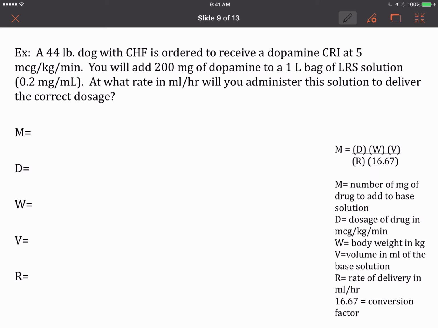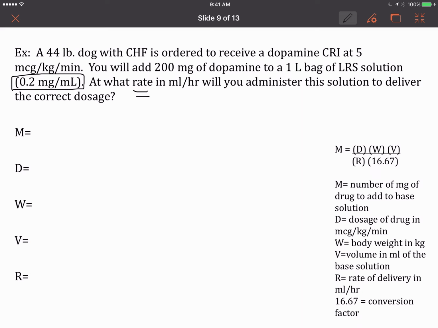A 44-pound dog with CHF, that means congestive heart failure, is ordered to receive a dopamine constant rate infusion at 5 micrograms per kilogram per minute. You will add 200 milligrams of dopamine to a 1 liter bag of LRS solution, that's lactated ringer solution. This here is just telling you what your concentration is of that solution you just made up. At what rate in mils per hour will you administer this solution to deliver the correct dosage?